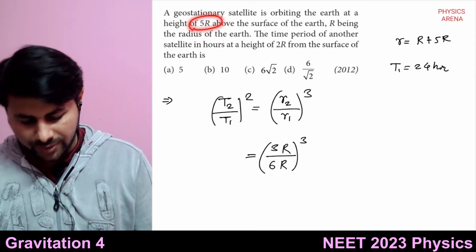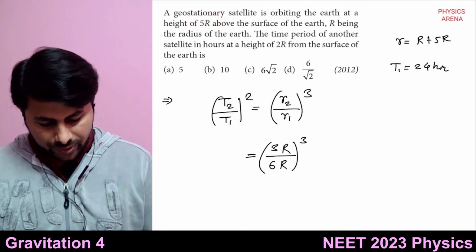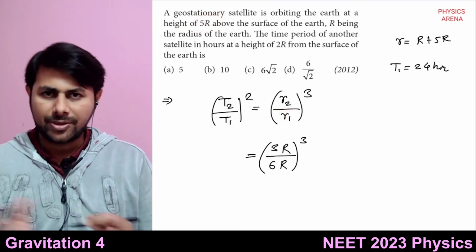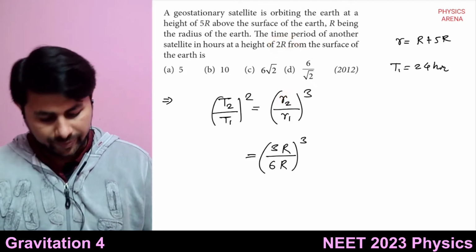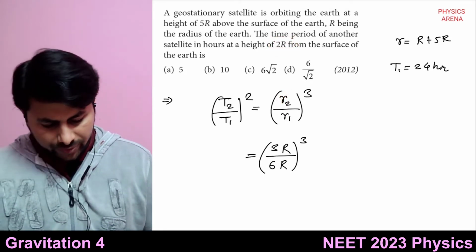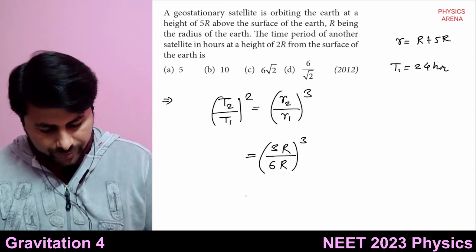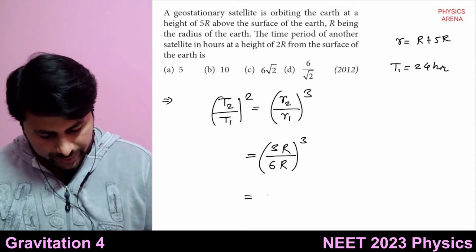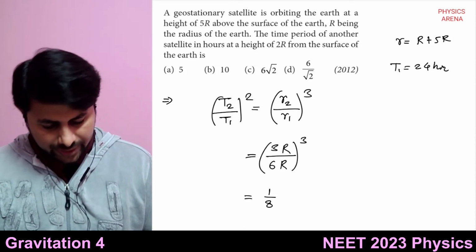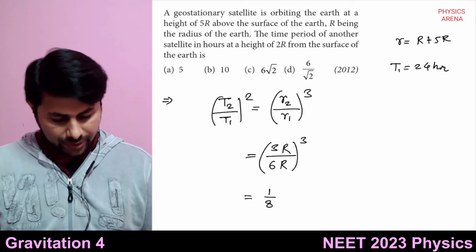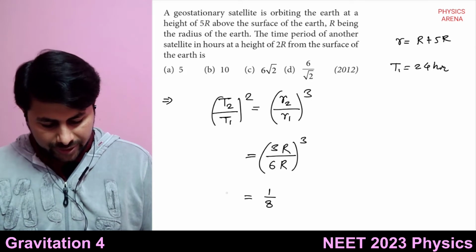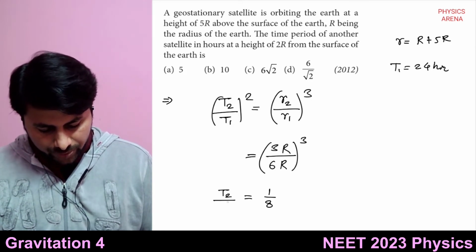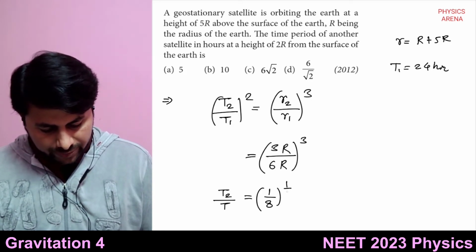So the height of the first one is 5R. So R1 is R plus 5R and R2 is R plus 2R, that is 3R. Okay, so then we have got 1 by 2 cubed, and so this is just like the previous question. So 1 by 2 cubed is 1 by 8, so it is T2 by T1 squared. So therefore T2 upon T1 is the square root of this.